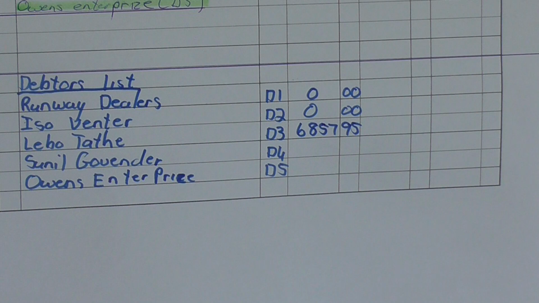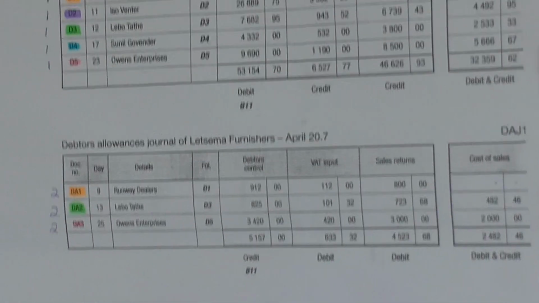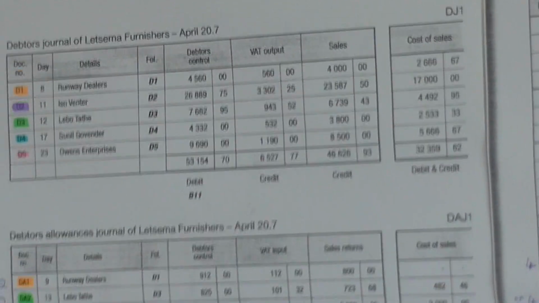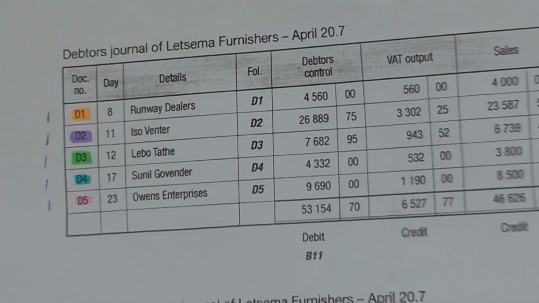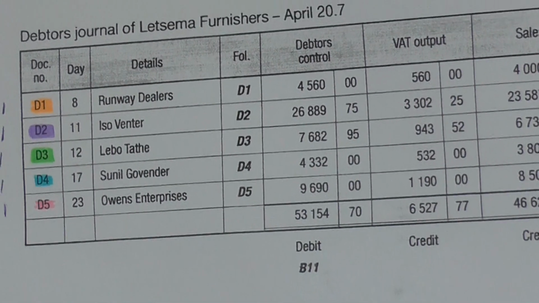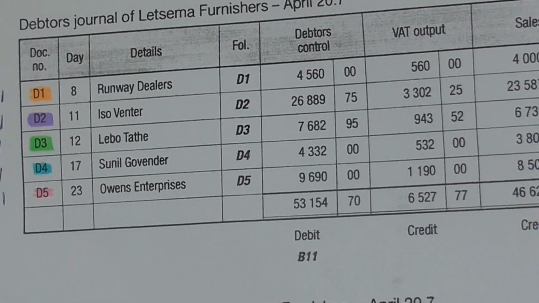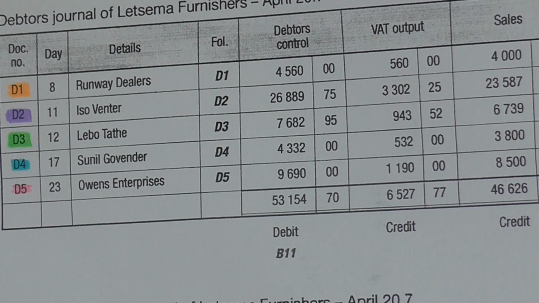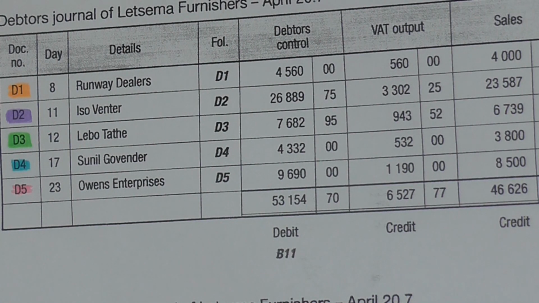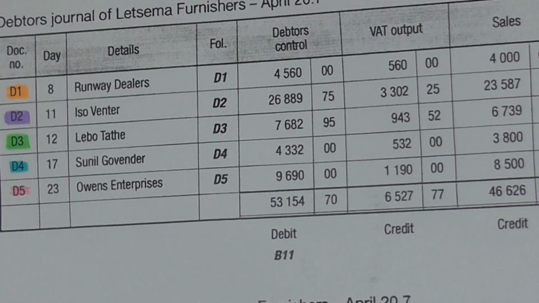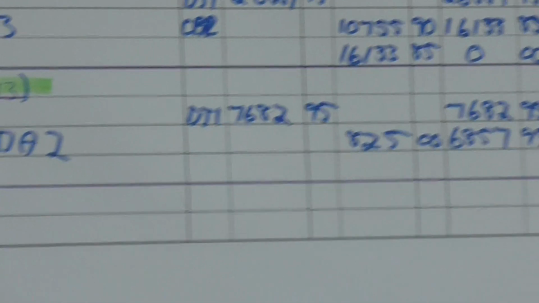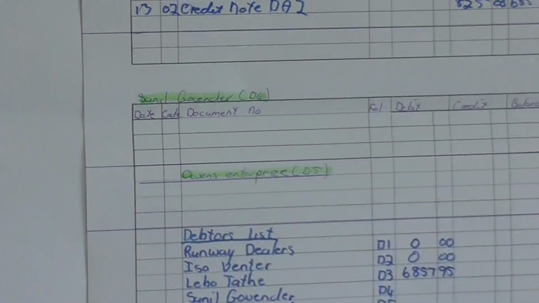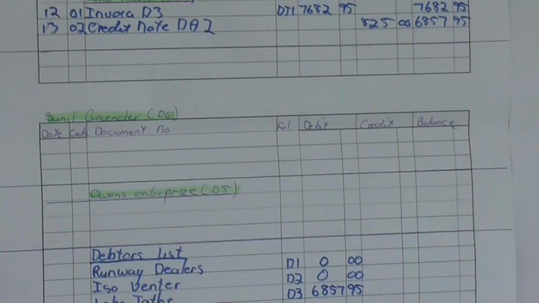Okay. So next up in the list, let's go have a look at your debtors journal. Okay, so we've done the runway dealers, we've done Isofenta, we've done Lebotate. So the next one in line is Mr. Sanil or Mrs. Sanil Govender. D4 on the 17th, and the account gets debited. Where am I? There we go.